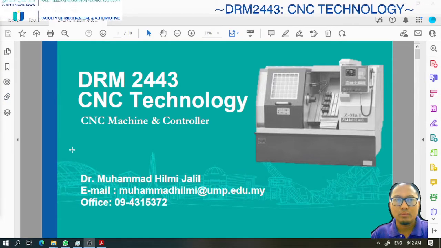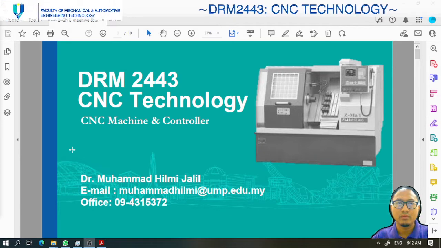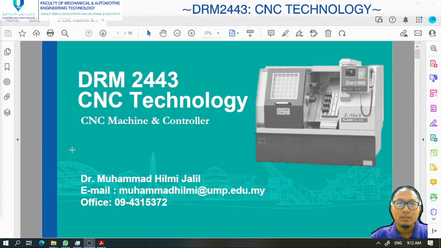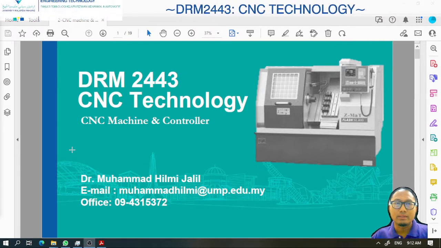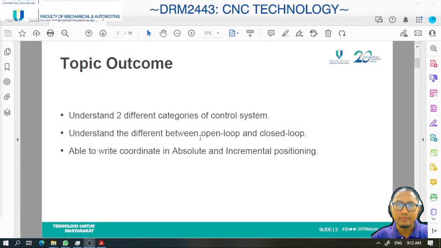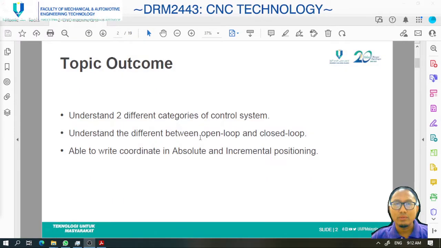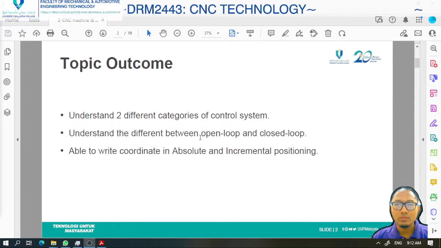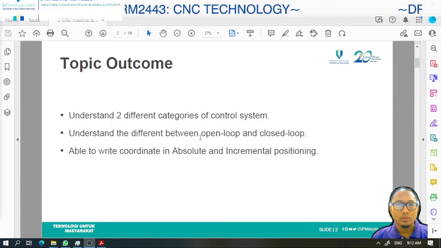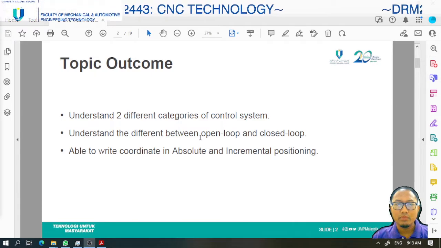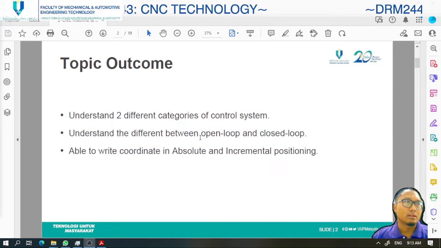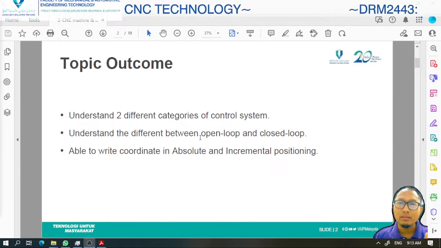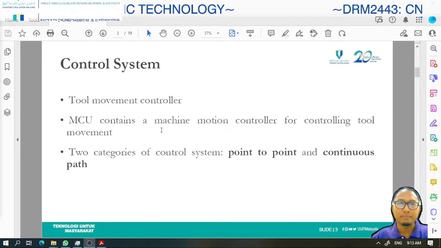Bismillahirrahmanirrahim. Assalamualaikum warahmatullahi wabarakatuh. For our second topic, we are going to learn about the CNC machine and controller. In this topic, you are going to differentiate between two control systems, open loop and closed loop system, and be able to understand and write coordinates in absolute and incremental position.